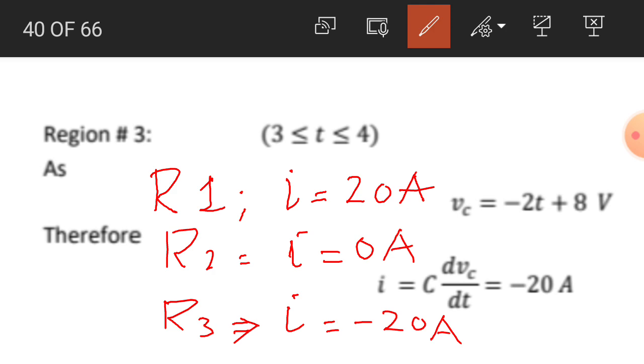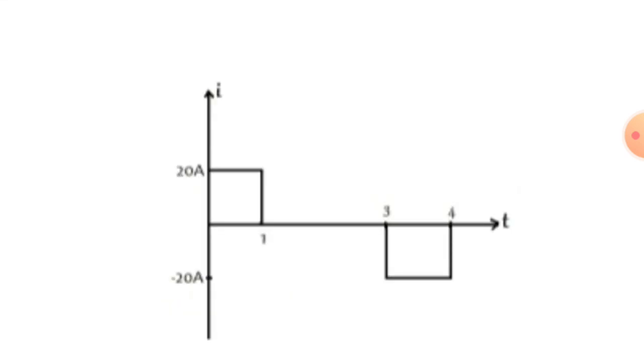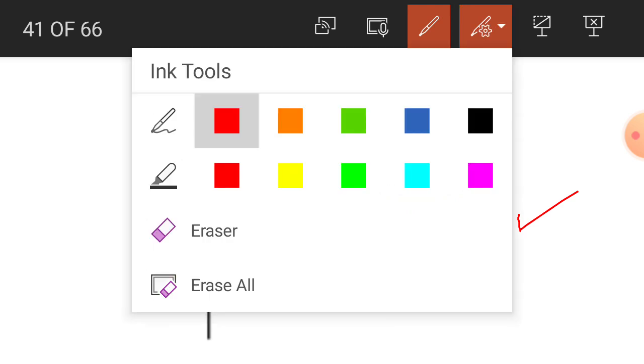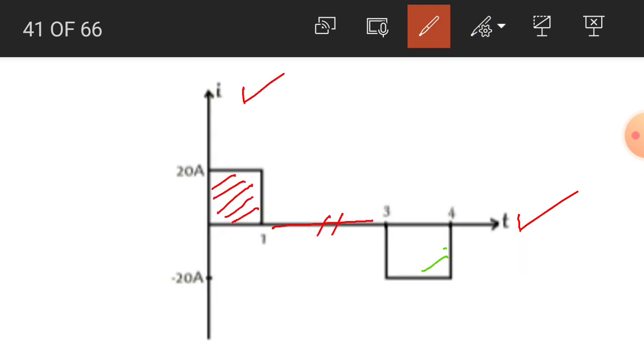So we are going to sketch the current now. We take the time along the horizontal axis and the current along the vertical axis. You see here is region number 1. The current in region number 1 is constant, which is 20 ampere. Here is region number 2 where the current is 0, and then here is region number 3 where the current is minus 20 ampere. So this is the sketch for the current in the capacitor as a function of time.